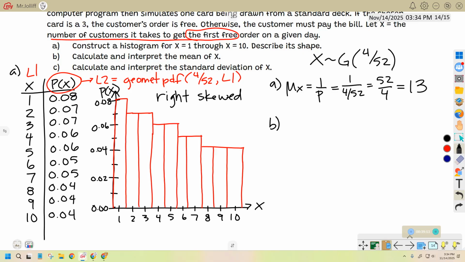B, similar idea, find and interpret the standard deviation. Who remembers how to find standard deviation? Square root of q over p. So square root of 48 out of 52 over 4 out of 52. Again, a reminder, parentheses are your friends.